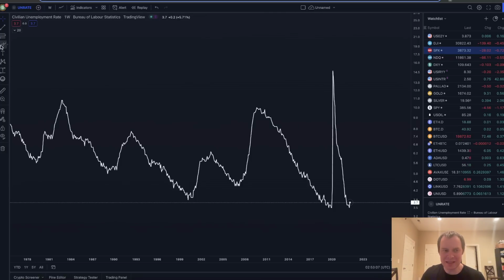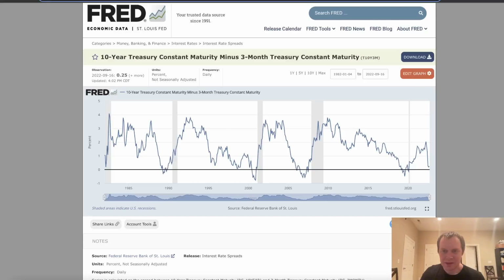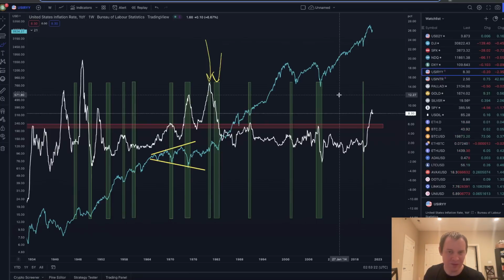So you can see things are starting to move now. Unemployment is slowly starting to go up. The 10-year is on its way to being inverted with the 3-month. Interest rates are going up. More and more investors are going from risk on to risk off. You can kind of see how it all works together.